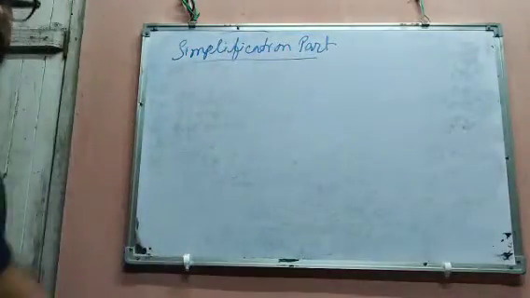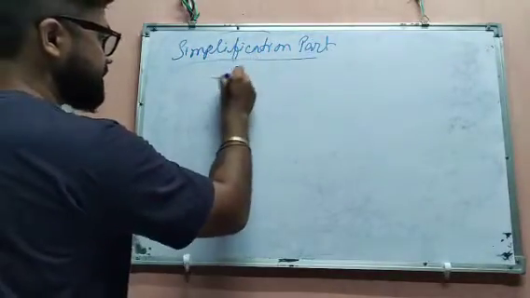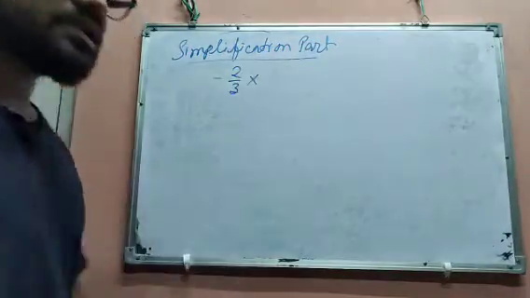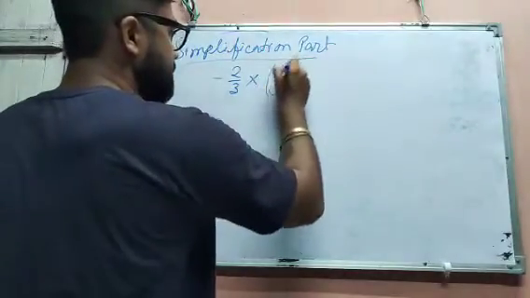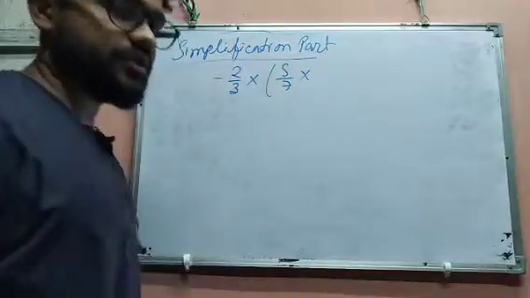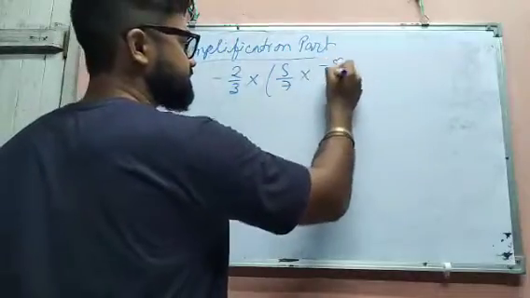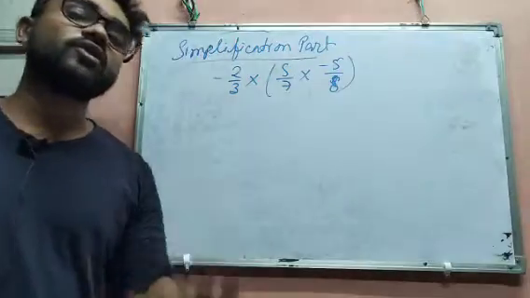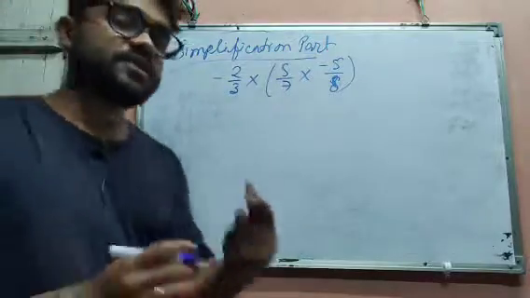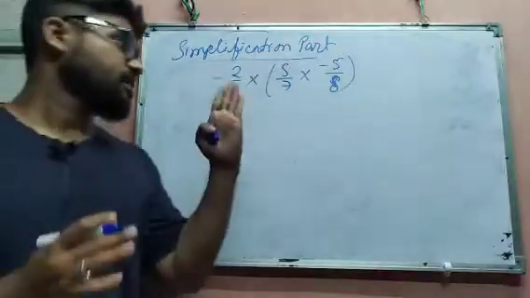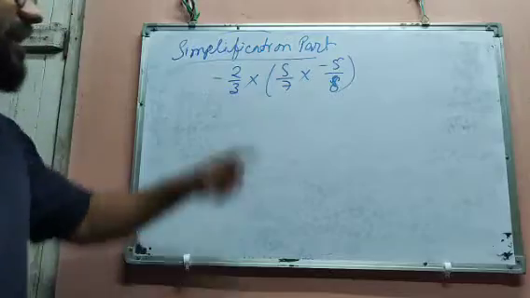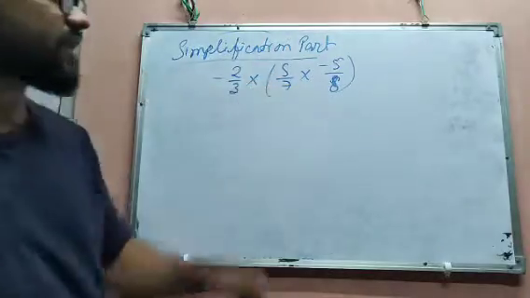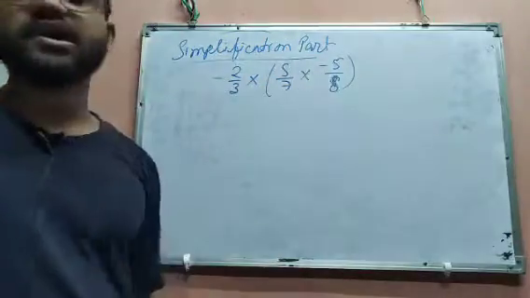Okay, so for a simplification, minus 2 by 3 into 5 by 7, then we have given minus 5 by 8. So we all know about the BODMAS rule. According to the BODMAS rule, we have to do the first work inside the bracket. That means inside the bracket we have to see if any numbers can be cancelled.